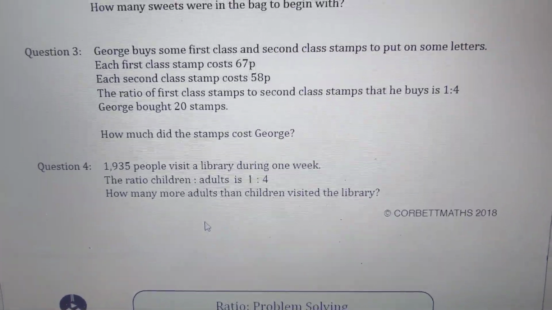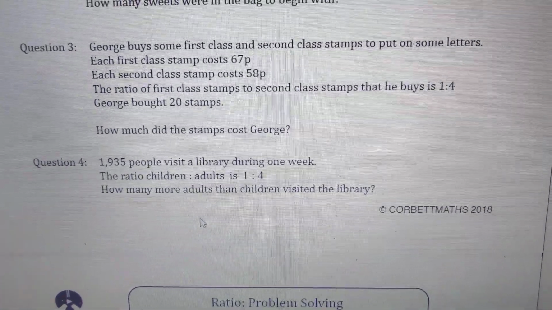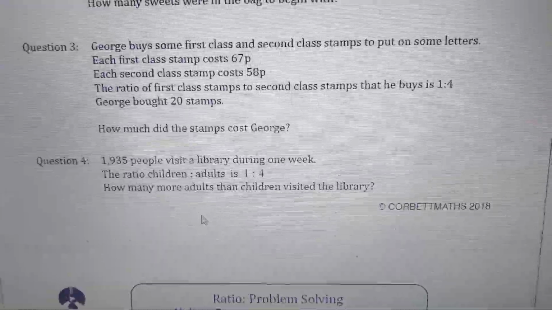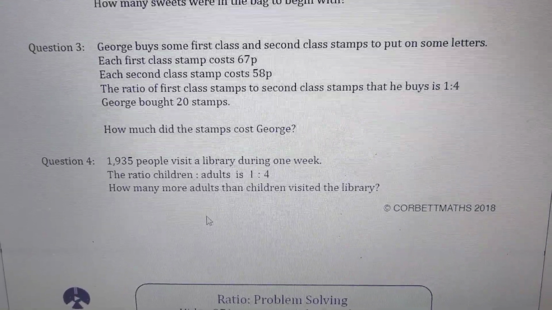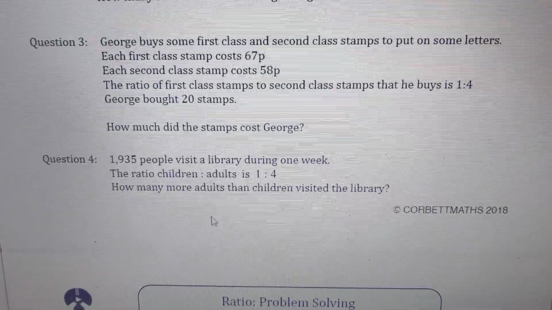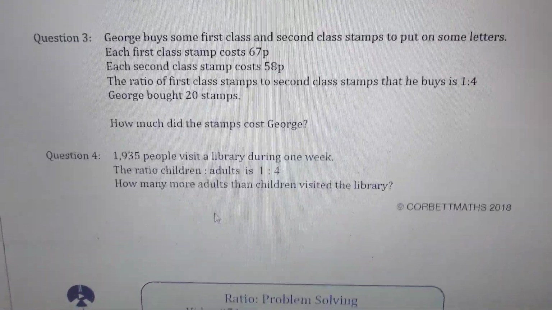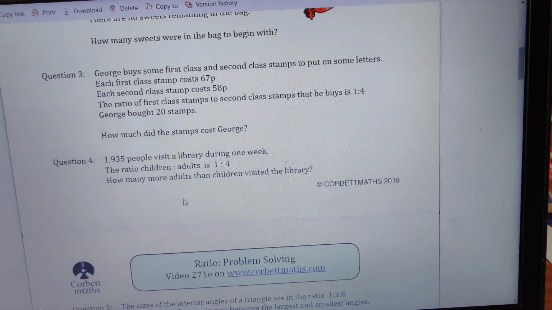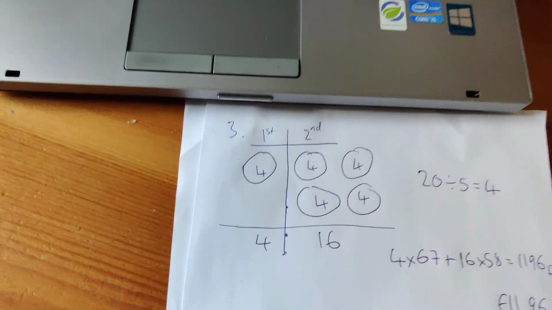1,935 people visit a library during 1 week. Yeah, if you say so. The ratio of children to adults is 1 to 4. No one visits libraries. Remember, they're all still shut, aren't they, I think? How many more adults than children visited the library? Quite a nice one, this one, really, I think.